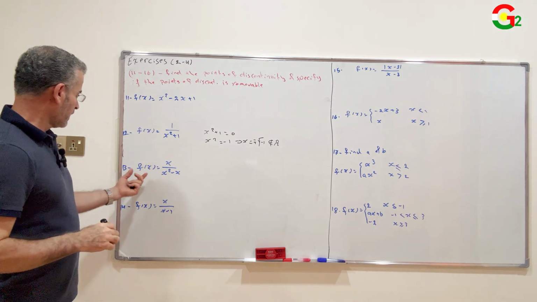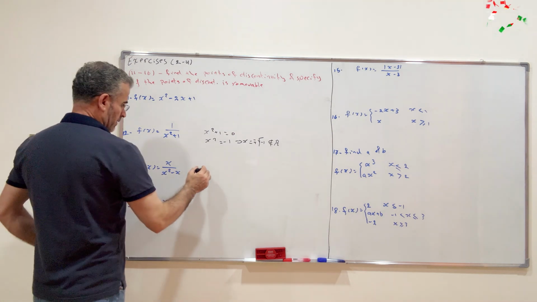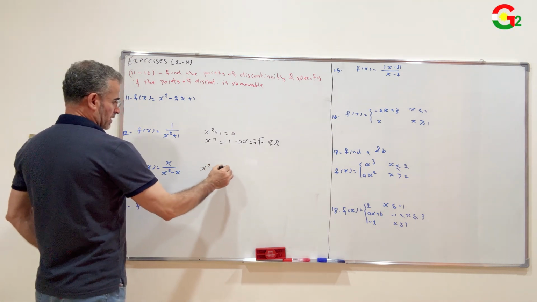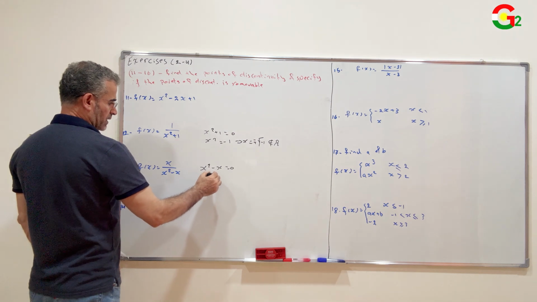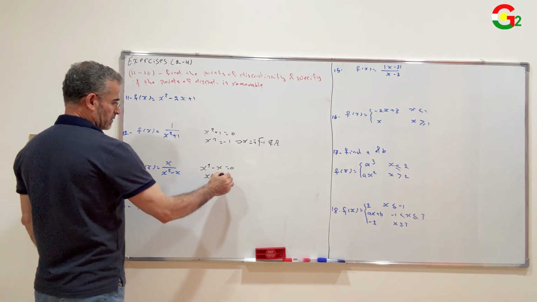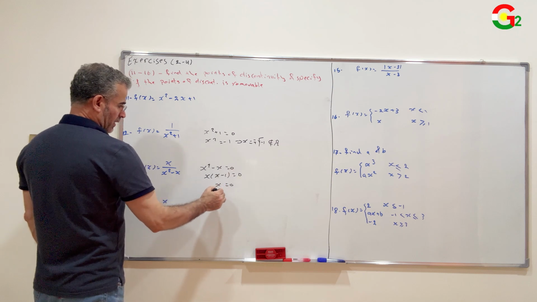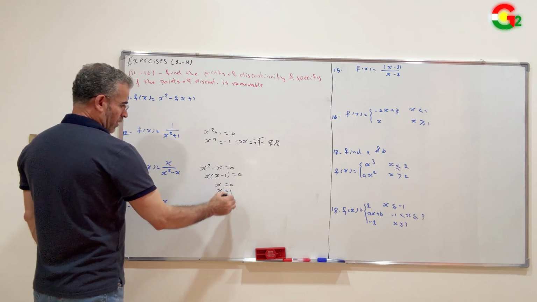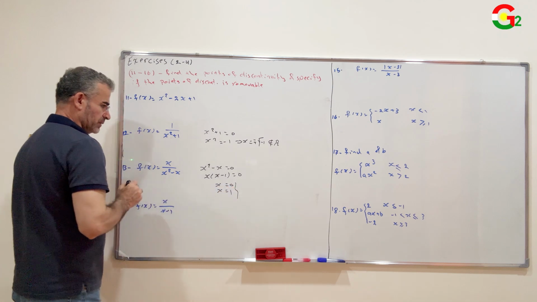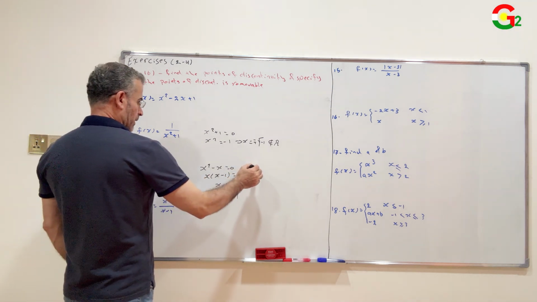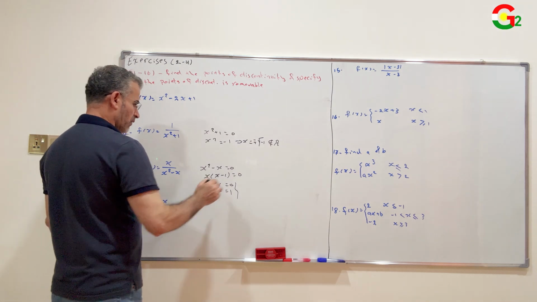Number 13, f of x equals x over x power 2 minus x. Set x power 2 minus x equals 0 and solve it to find the values of x. Factorize by x, x minus 1, then x equals 0 and x equals 1 are points of discontinuity of this function. But the point x equals 0 is removable.